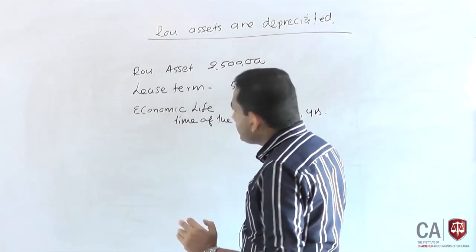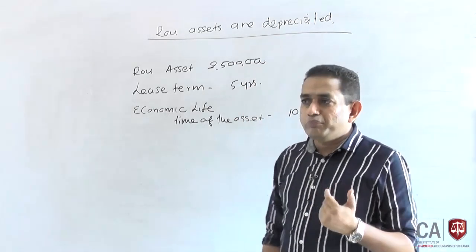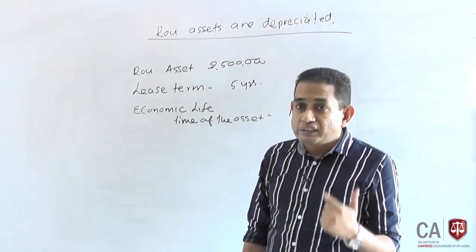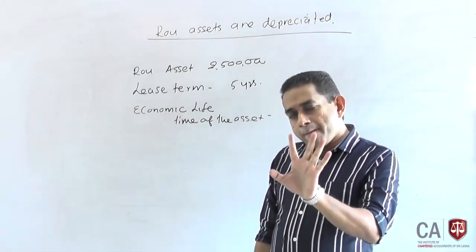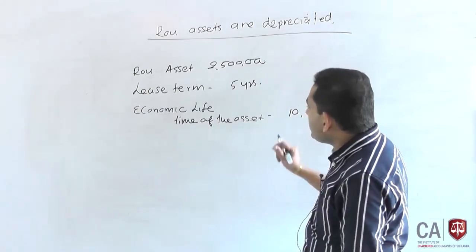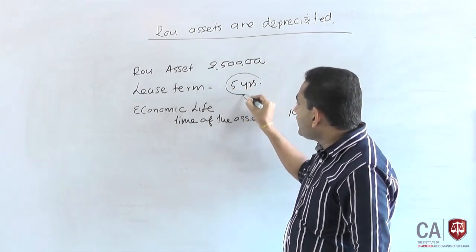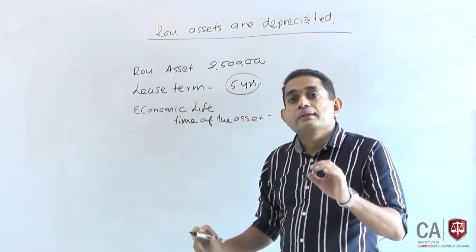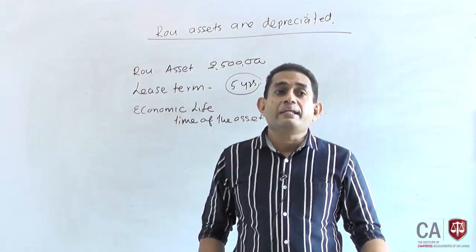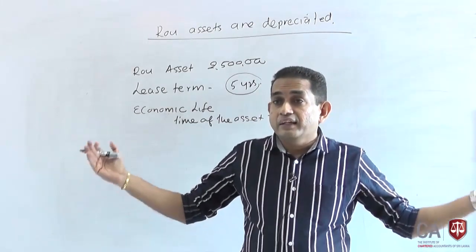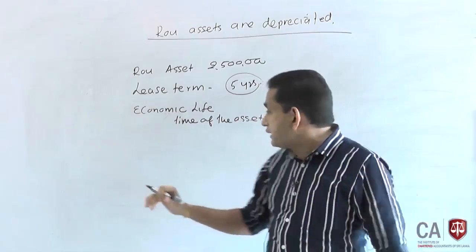In case a purchase option is granted to the lessee, and the lessee is very much likely to exercise the purchase option, what it says is that even after the expiry of the lease term, which is 5 years, the lessee continues to use the asset. So, what is the entire lifespan of the asset? The entire lifespan of the asset is how many years?